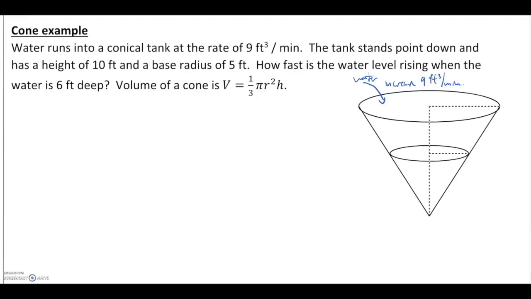The tank is pointed down and has an overall height of 10 feet, and a base radius, the base actually being located at the top, of 5. And what we want to know is, how fast is the water level rising when the water is 6 feet deep? So we've got our water down here, and think about dimensions on a cone.